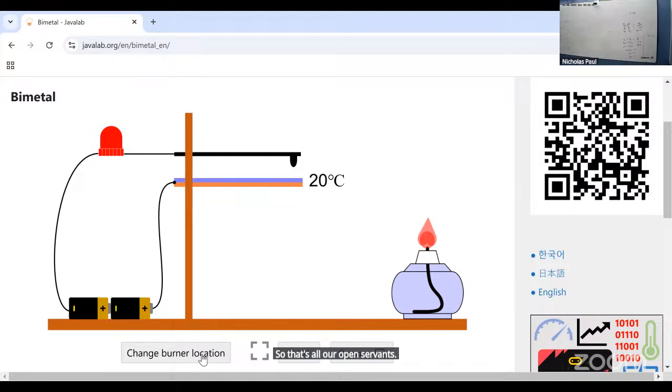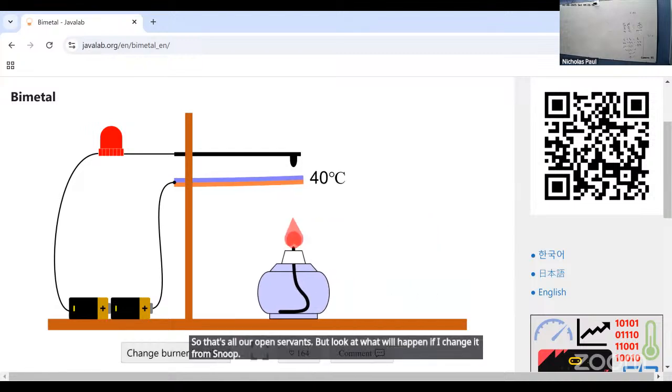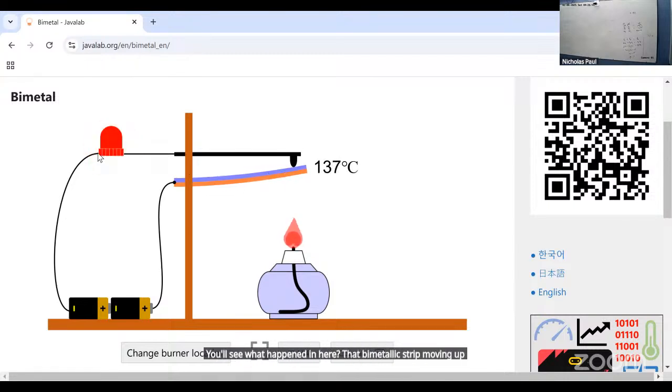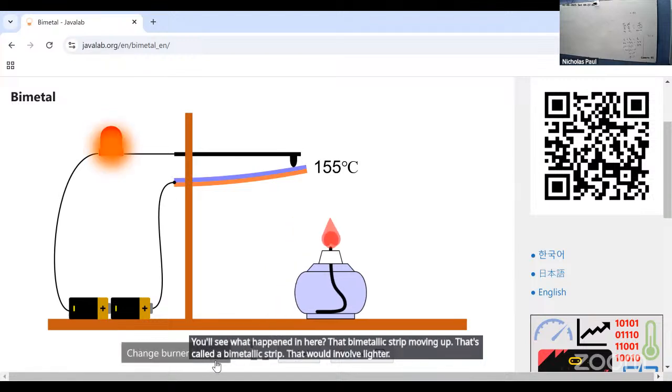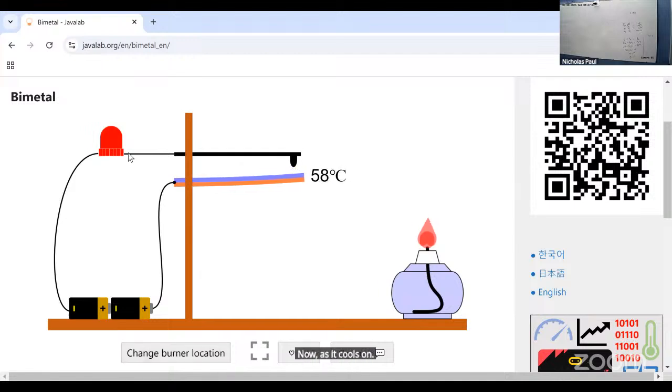But look at what will happen if I change the Bunsen location. As it heats up, you'll see what is happening here. That bimetallic strip moving up, that's called a bimetallic strip. Now the bulb lights up. Now as it cools down, watch what happens, the light comes off. You see that?